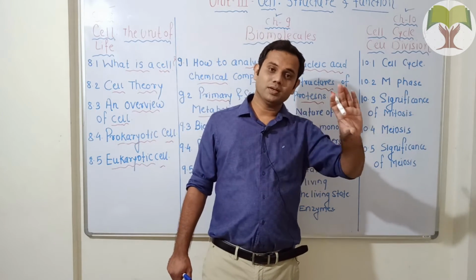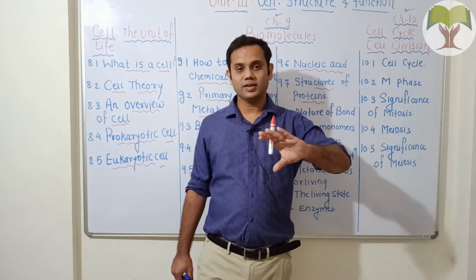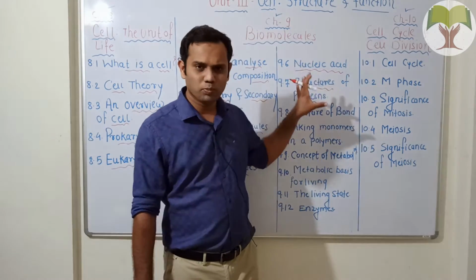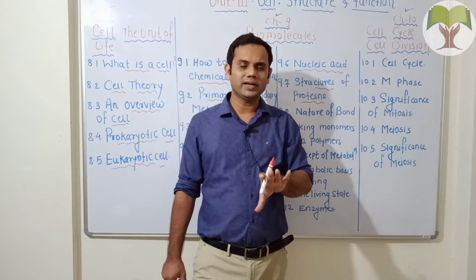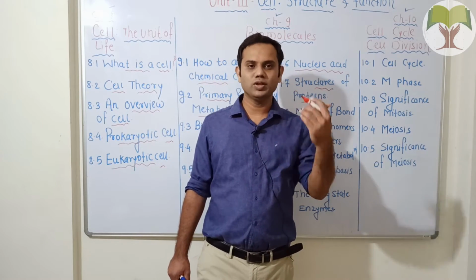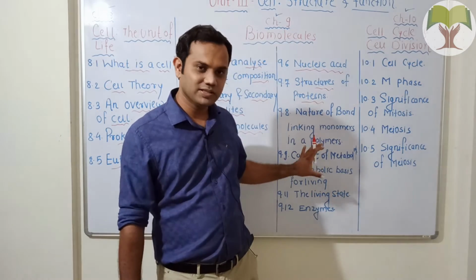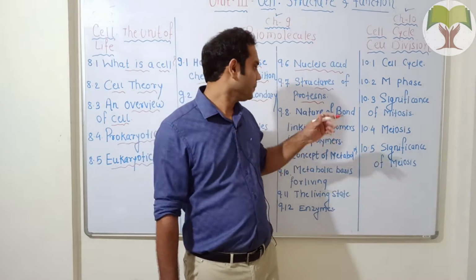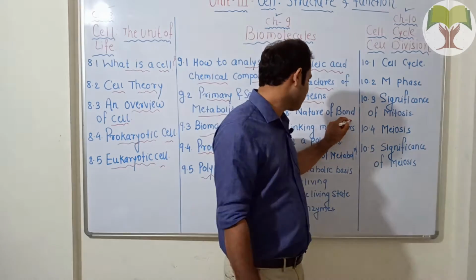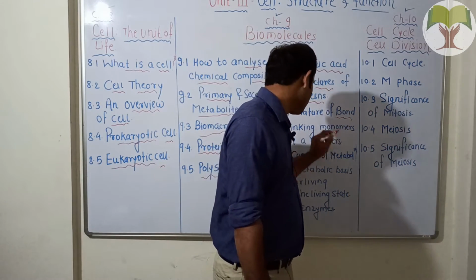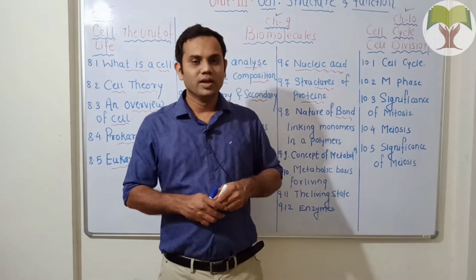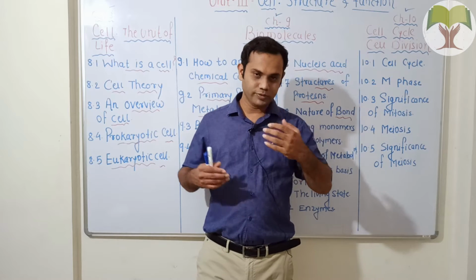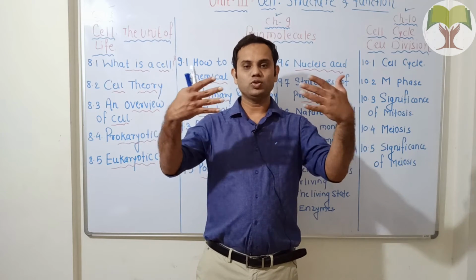Then there are different forms, like in secondary structure we have alpha helix and beta pleated sheets. Don't bother about this, just go through it. My try is only to get you familiar with this syllabus so that you will understand better. Then the nature of bond linking monomers in a polymer. In the case of proteins, there is a peptide bond which forms the bond between two amino acids.